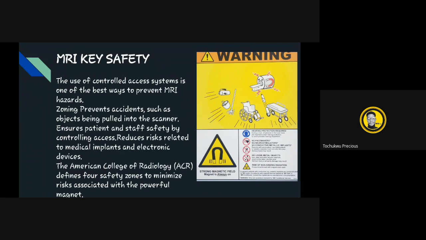MRI safety. Now that we've highlighted the risks, the dangers that are peculiar to the MRI department, how do we ensure that both the staff and the patients are safe? How do we ensure that patients come in, do their procedure, and go back alive and healthy? We have very different methods. However, the one I would like to start with is zoning. Zoning is the use of controlled access. That is, there are specific places that specific people can stay.